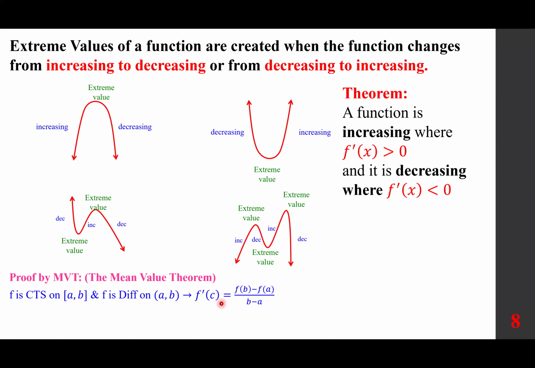So what does that mean? It means if you happen to have a curve, connect the endpoints a and b, and draw a line that becomes a secant line.